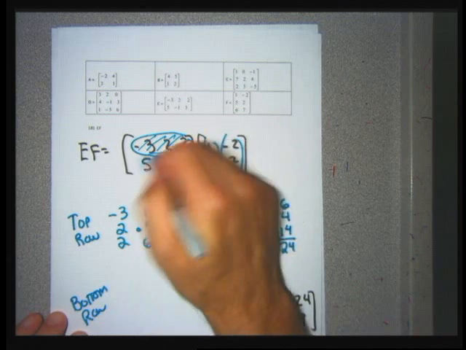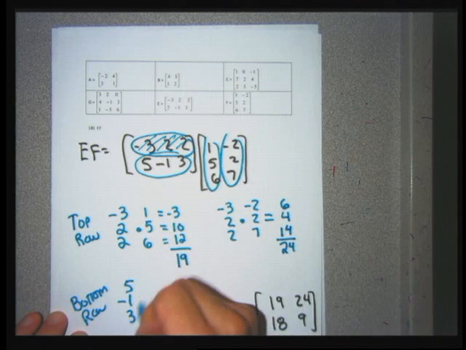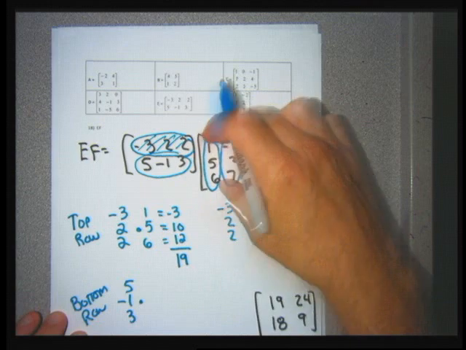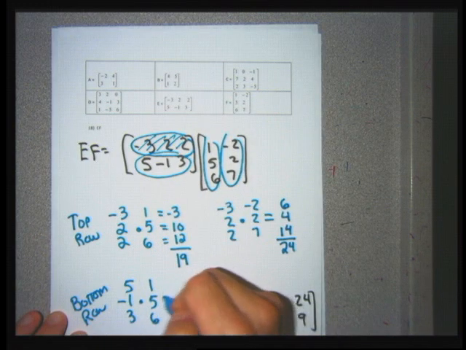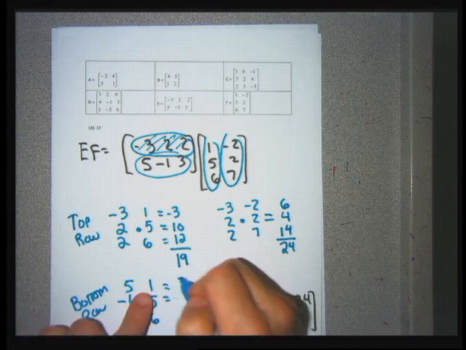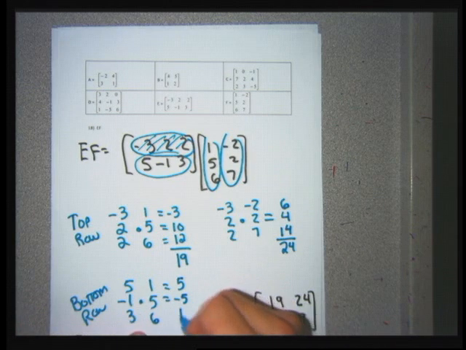I'm going to take this 5, negative 1, 3, write it vertically. First put it next to the 1, 5, 6 column. Do the multiplication. 5 times 1 is 5. Negative 1 times 5 is negative 5. 3 times 6 is 18.